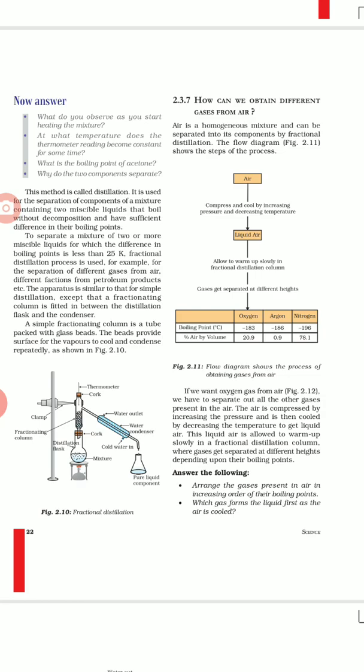Okay children, so it's a very simple process where the gaseous air is compressed and cooled and converted into liquid air, where the liquid air is allowed to warm up slowly, and this takes place in the fractional distillation column. Okay, and after that the gases get separated at different heights.